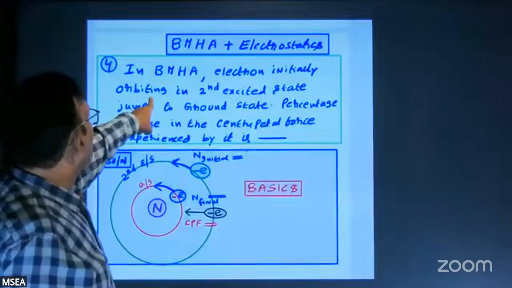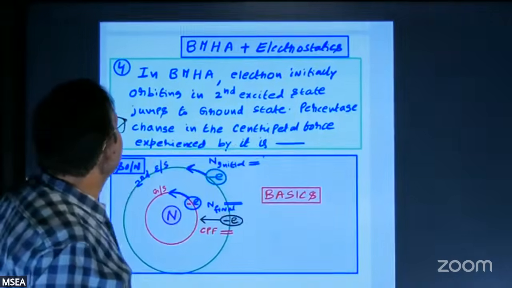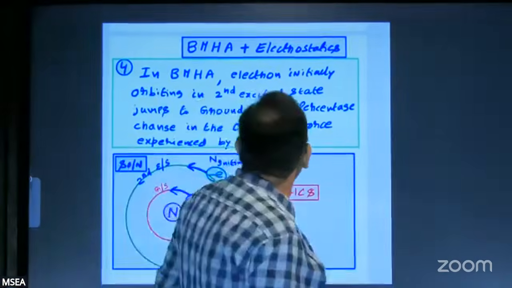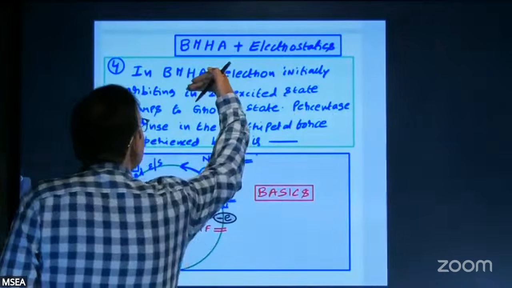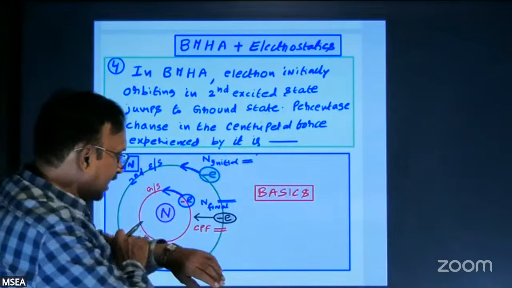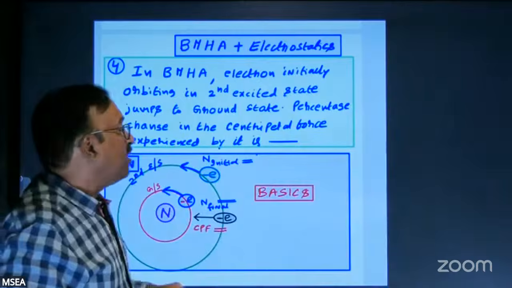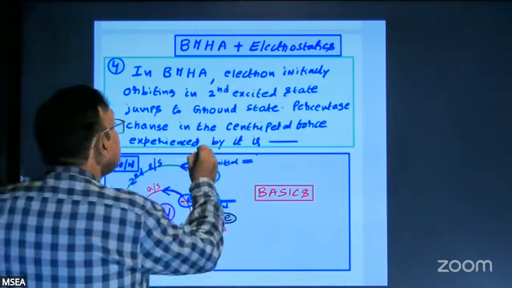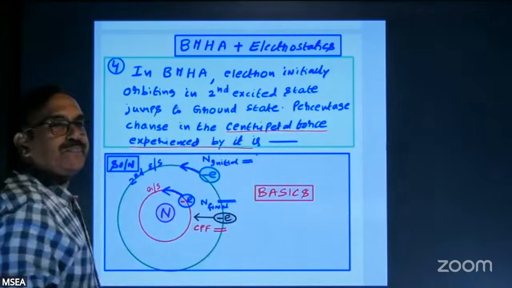In Bohr's model of hydrogen atom, the electron is initially orbiting in the second excited state. Now it is jumping from the second excited state to the ground state. What is the percentage change in the centripetal force experienced by the electron?